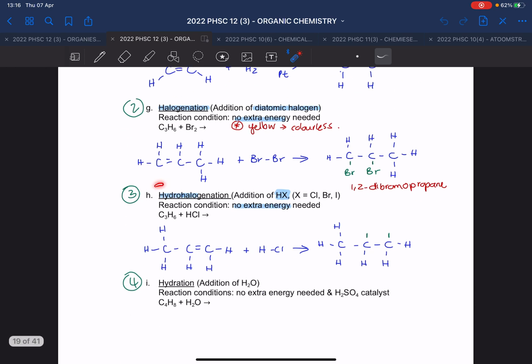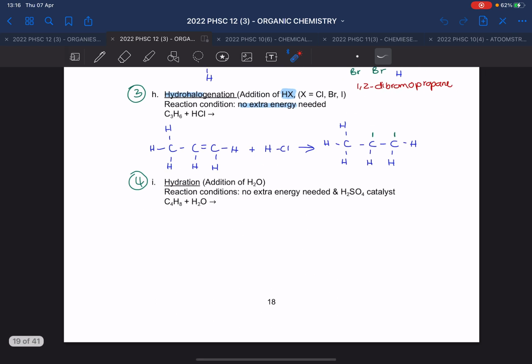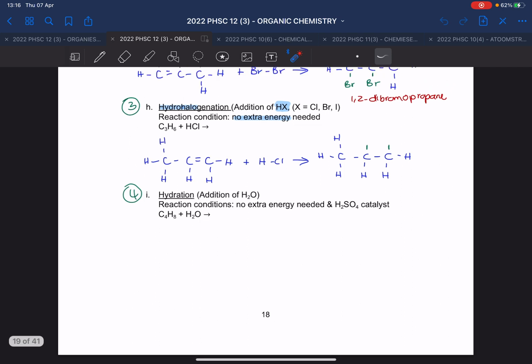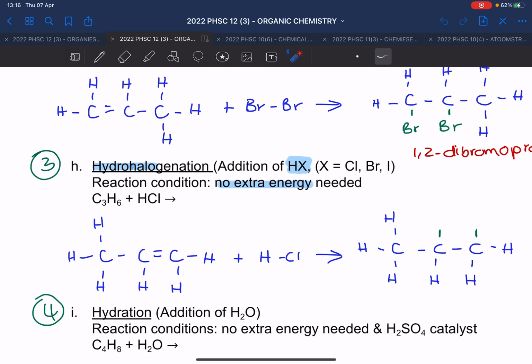Then we had hydrohalogenation, where you add a hydrogen and a halogen. And then the last one that we have there, we didn't complete this one, is hydration. Okay, let's continue with hydrohalogenation.